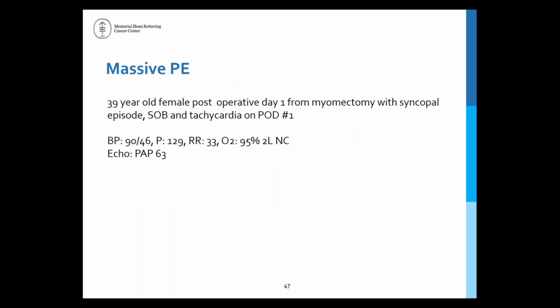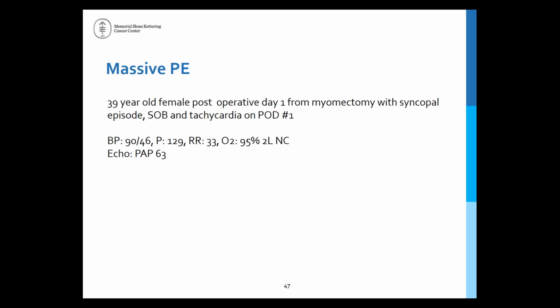I just have a couple of cases to show. This first slide is of a patient with massive PE. It was a 39-year-old female patient. She came in after a myomectomy with a syncopal episode, shortness of breath, and tachycardia on postoperative day 1. When we saw her, she was hypotensive.